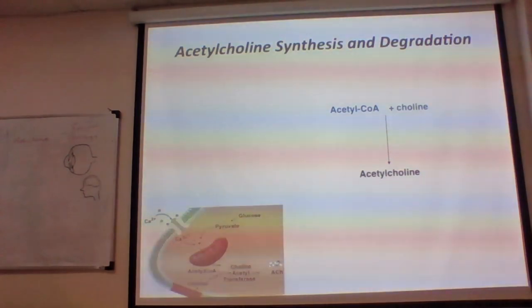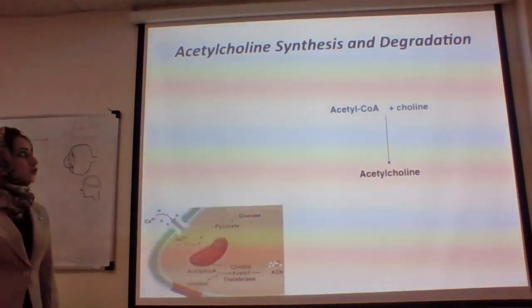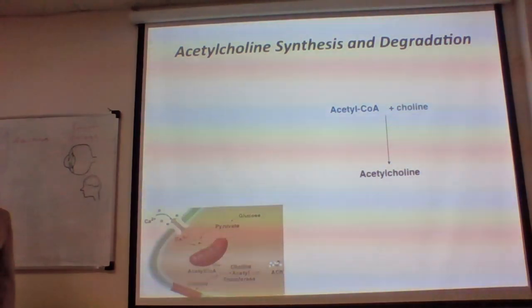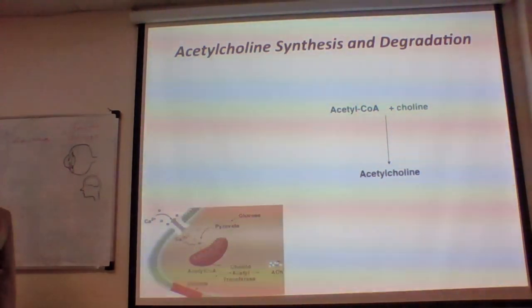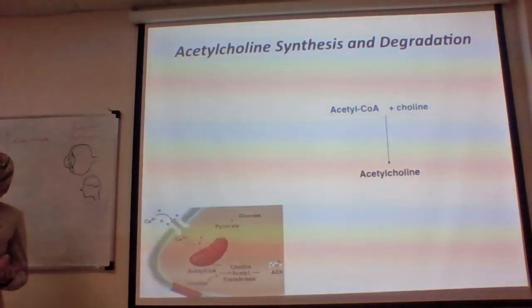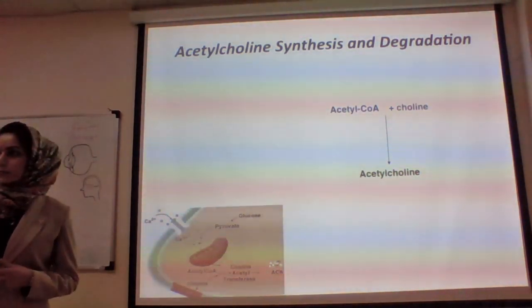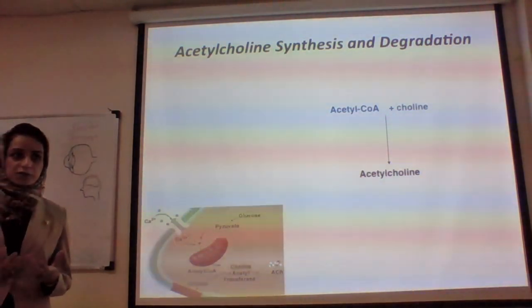So let's come to acetylcholine synthesis. Let's see how acetylcholine is synthesized. As we said, it is synthesized from acetyl-CoA and choline. But where do these two come from? How is acetylcholine produced and synthesized? Acetyl-CoA, what is it made from?